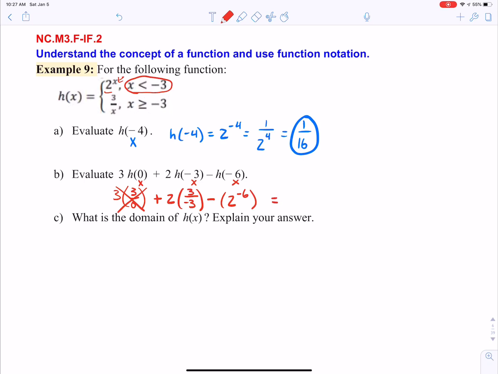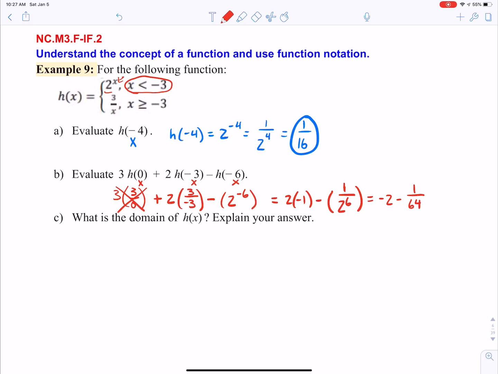So in the first piece of our problem here, we have 2 times 3 over negative 3. So that's 2 times negative 1. Minus, and then we have 2 to the negative 6th power. So let's make that a positive 6th power by moving the 2 to the denominator. And then we'll continue cleaning it up. So 2 times negative 1 would give us negative 2. And then minus 1 over 2 to the 6th, which equals 64.